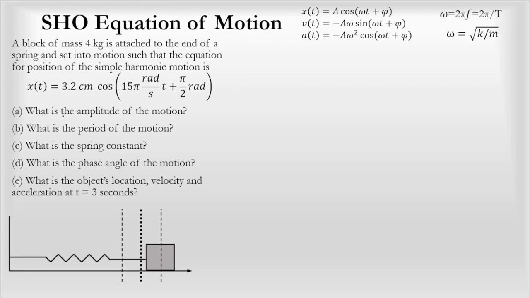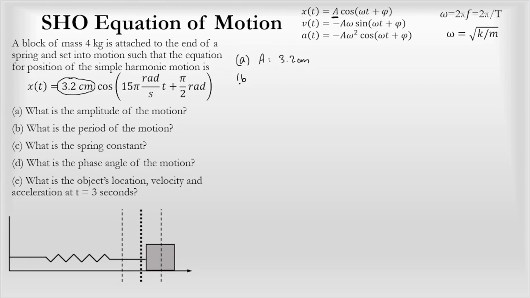The first one might be easy. What is the amplitude of motion? Well, when I look at the equation, the amplitude is the term out front. I can see that the amplitude of the motion is going to be 3.2 centimeters. Okay, so that was easy, 3.2 centimeters.